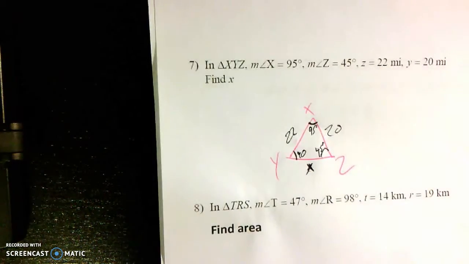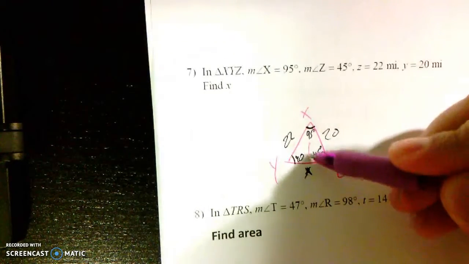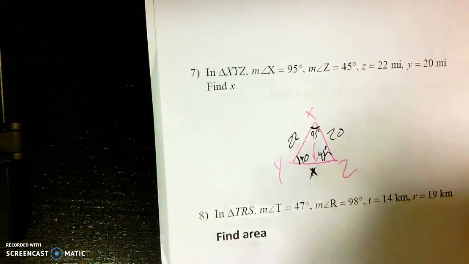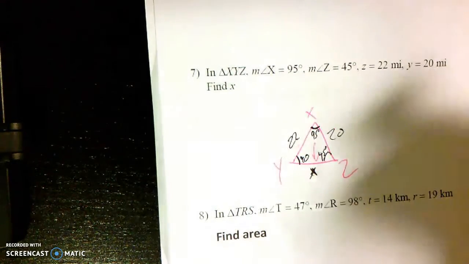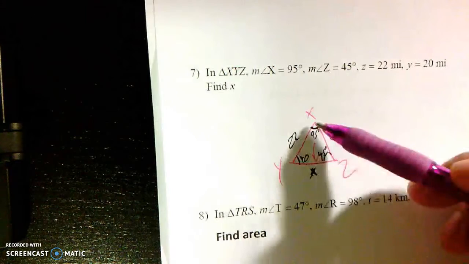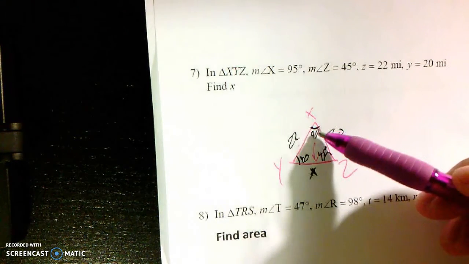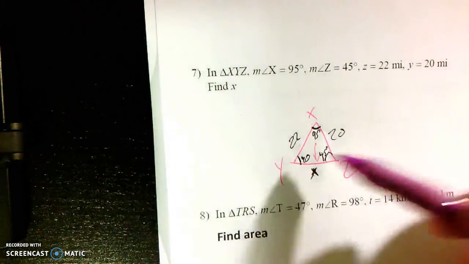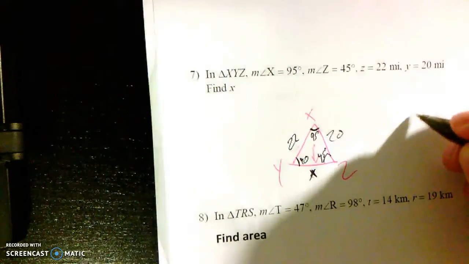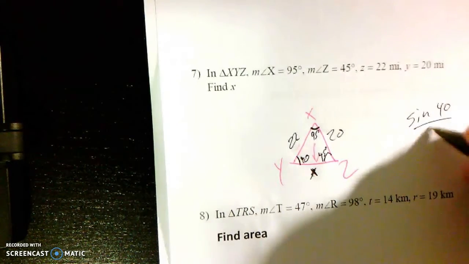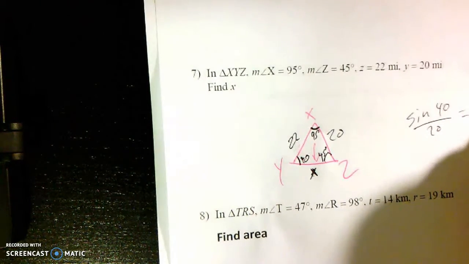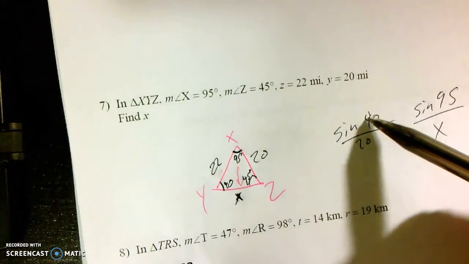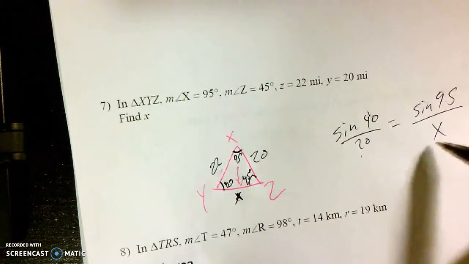And I can go ahead and see that I know the angle opposite of X, and then I have either pair. And this is where y'all struggle, when you get so much information that you don't know what to do. It doesn't matter. You've got the angle opposite of X, which is what you're looking for, and you have two pairs of angles and opposite sides. So just pick one. I'll do Y. So I'll say sine of 40 over 20 is equal to sine of 95 over x. So I did y, sine of angle y over y equals sine of angle x over x.